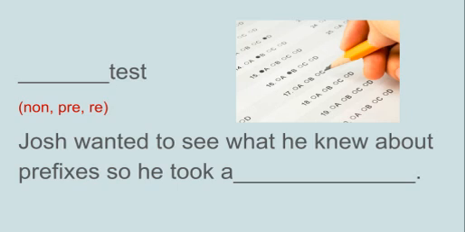Now we have the root word test. Let's look at the sentence. Josh wanted to see what he knew about prefixes, so he took a blank test. Let's look at the prefixes. We could use non, pre, or re. Now he wants to do this before, to see what he knows about prefixes. So before would be pretest. Josh wanted to see what he knew about prefixes, so he took a pretest.